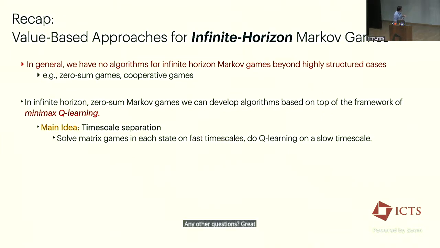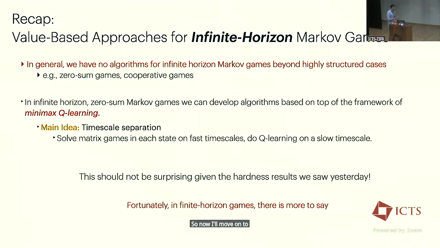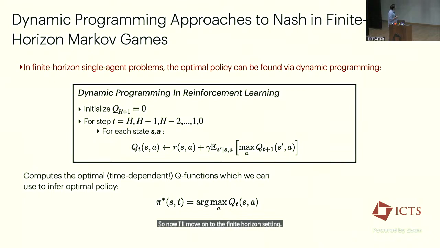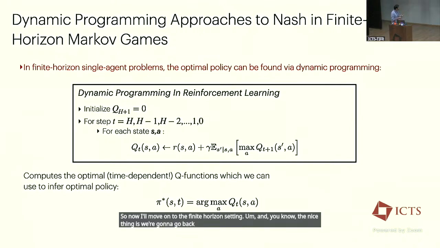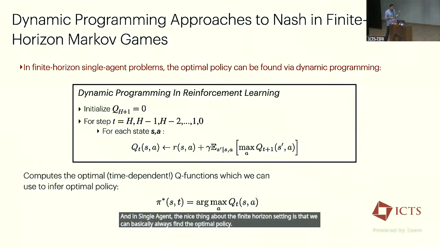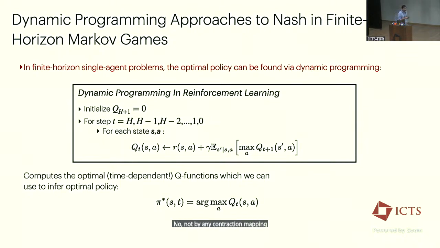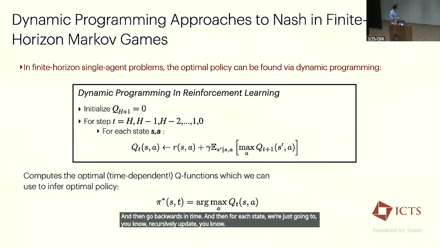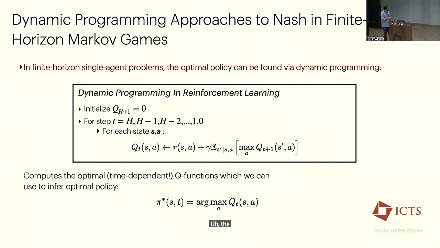Great. So now I'll move on to the finite horizon setting. And the nice thing is we're going to go back again to just the single agent setting. In single agent, the nice thing about the finite horizon setting is that we can basically always find the optimal policy. Now, not via any contraction mapping argument, but just via dynamic programming, right? So we could basically just initialize Q_{H+1} to be 0, and then go backwards in time.